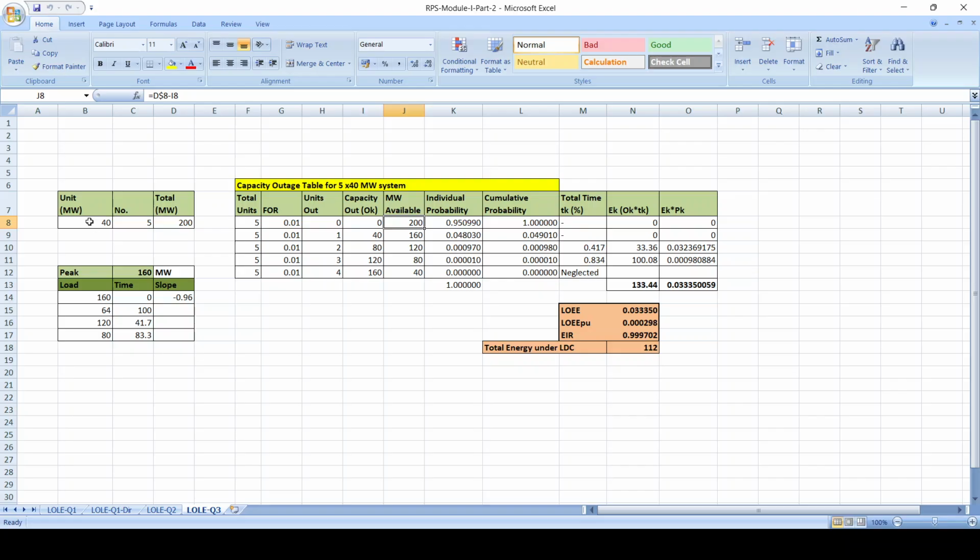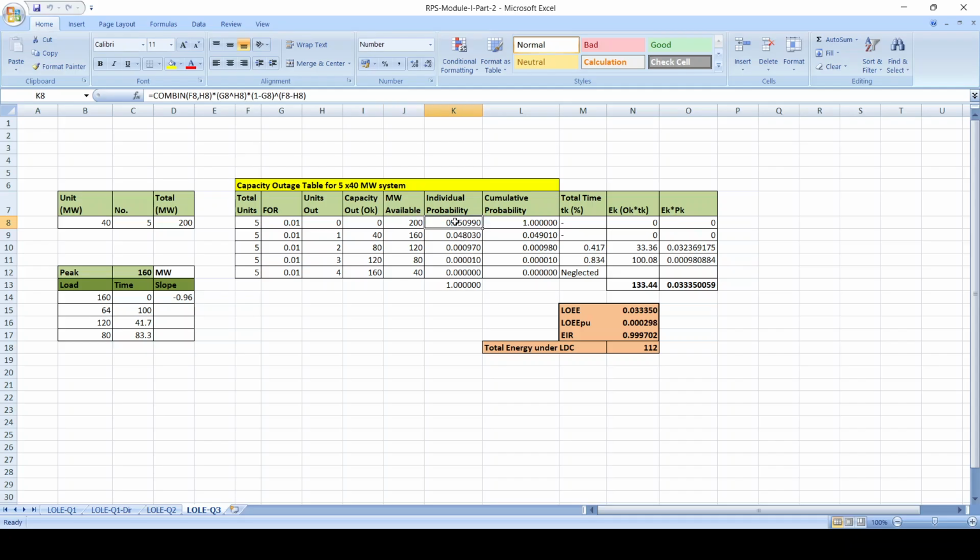Now, total megawatt available is installed capacity 200, which is D8, as you can see here, D8 is 200 minus the capacity outage, which is I8. So D8 minus I8. Now D8 should be fixed because the installed capacity is fixed. So if you subtract the capacity outage from the total megawatt capacity, then we get the megawatt available, which varies between 200 megawatt, 160, 120, 80 and 40.